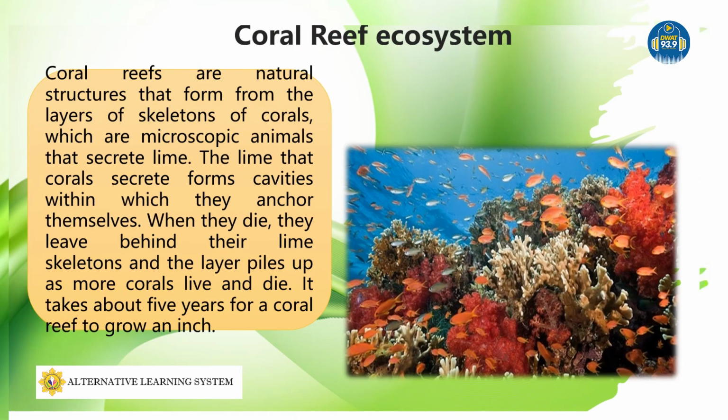Coral reef ecosystem. Coral reefs are natural structures that form from layers of skeletons of corals, which are microscopic animals that secrete lime. The lime that corals secrete forms cavities within which they anchor themselves. When they die, they leave behind their lime skeletons and the layer piles up as more corals live and die. It takes about 5 years for a coral reef to grow an inch.